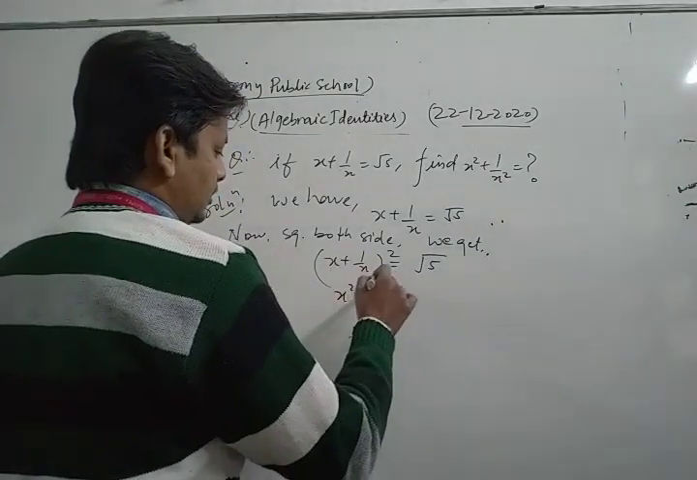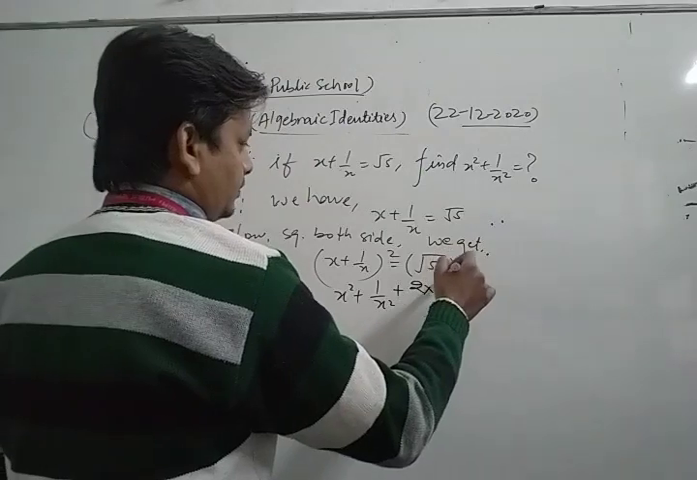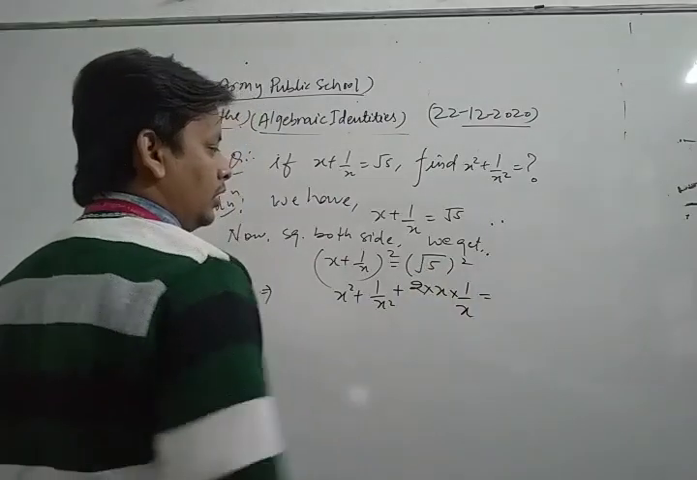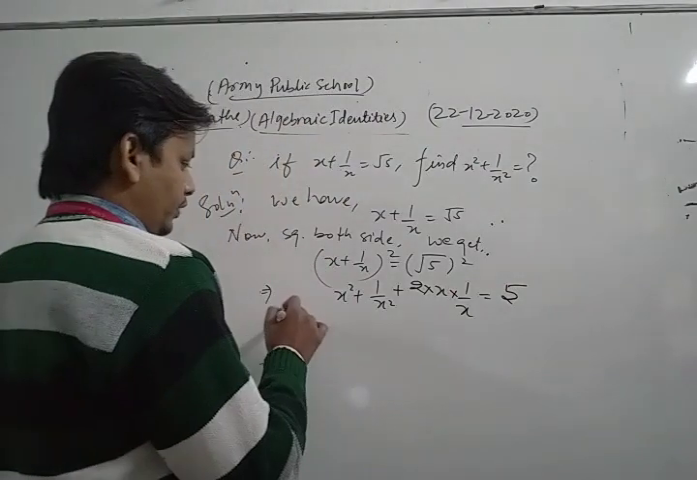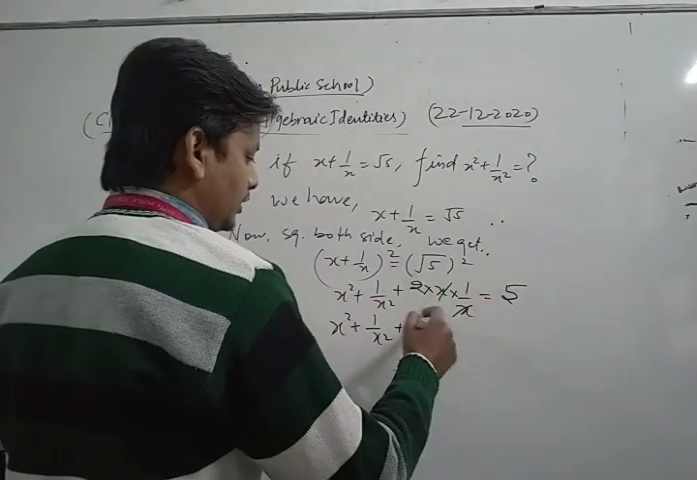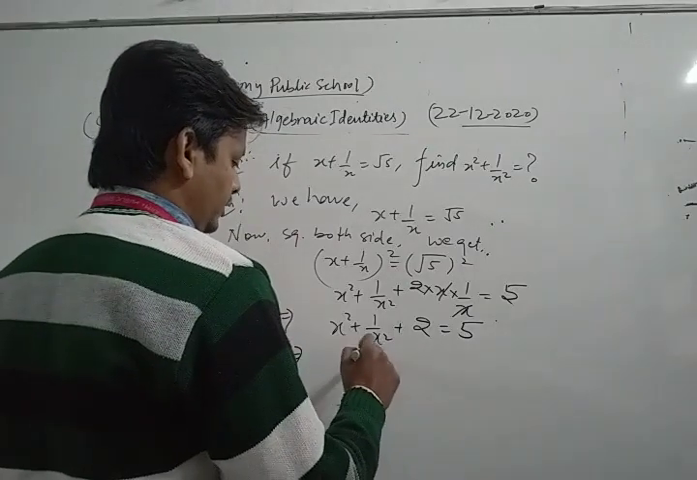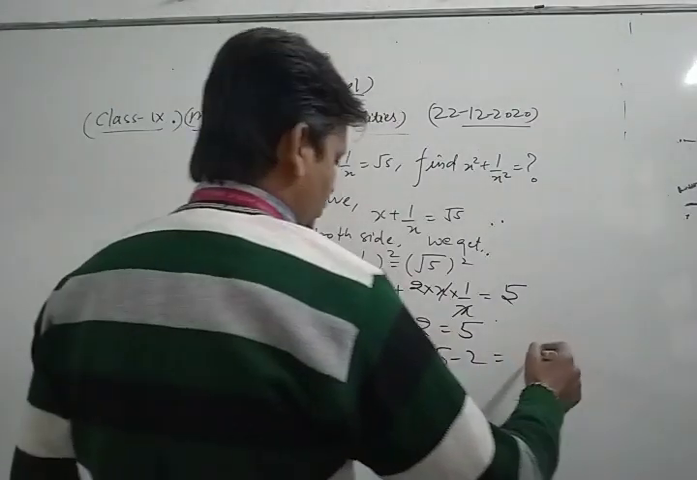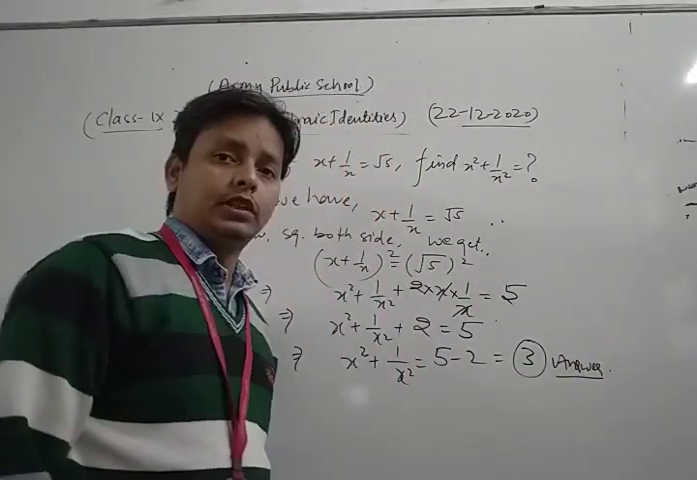So squaring both sides we get a square, b square plus 2 into a into b. 2 into a means x, b means 1 upon x, is equal to the square of root 5, which is 5 only. So we get x square plus 1 upon x square plus 2, since x cancels with 1 upon x, is equal to 5. Thus the value of x square plus 1 upon x square is equal to 5 minus 2, that is 3. This is our required solution of the given question.